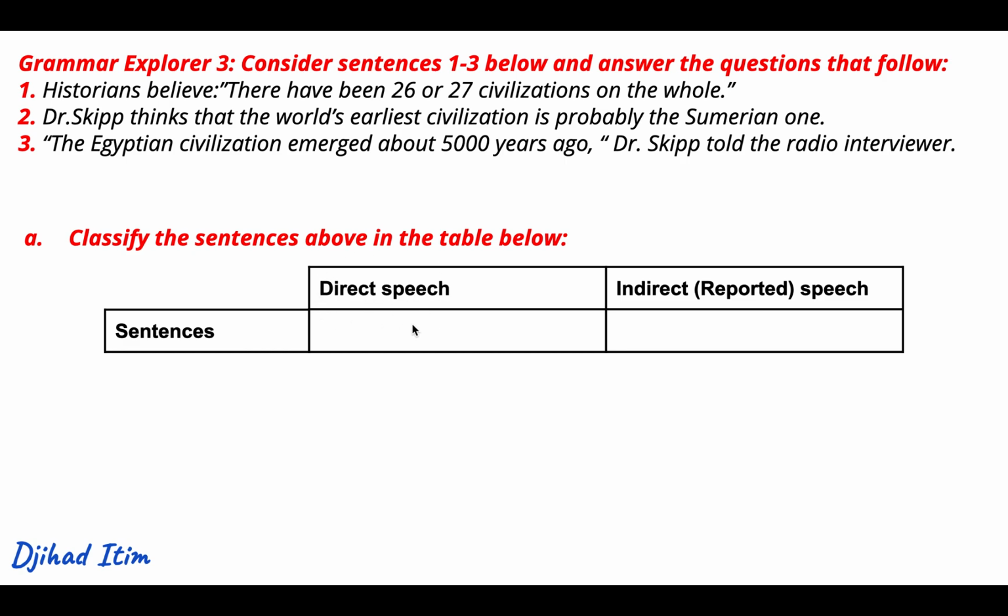Okay, so question 1. Classify the sentences above in the table below. We have direct speech and indirect or reported speech, alright? So first you will have to understand what direct speech and indirect speech mean. First, direct speech describes when something is being repeated exactly as it was. Exactly as it was means you make no change, usually in between a pair of inverted commas. These are the inverted commas, okay? So that's how you know it is direct speech.